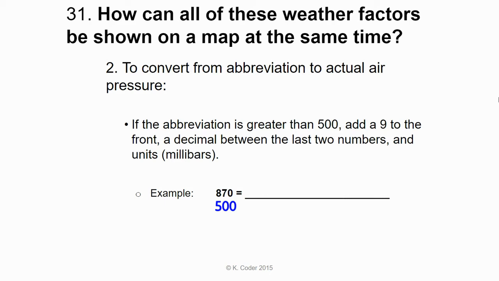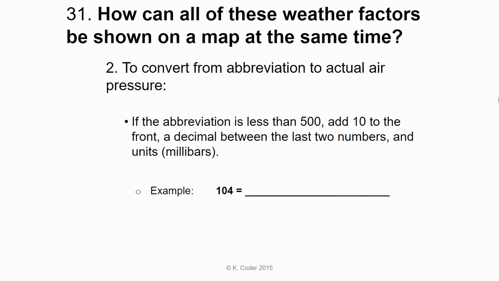So 870. Well, that's definitely higher than 500, so we're going to be adding a 9. Then we need to put back our decimal between the last two numbers and add our units. And guess what? Our actual air pressure is 987.0 millibars.